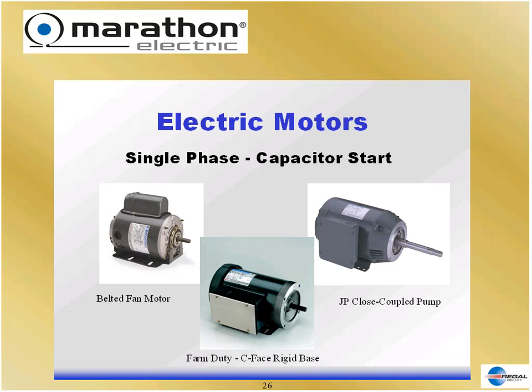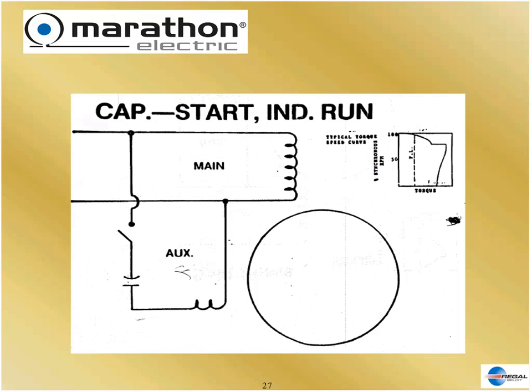Here's a picture of them. The capacitor in this motor is in the side box. In this motor, it's in a little housing that we call a doghouse or a capacitor cover, and that's where the capacitor is. This is what a capacitor looks like. It has physical properties and electrical properties that I'm going to explain in just a minute.